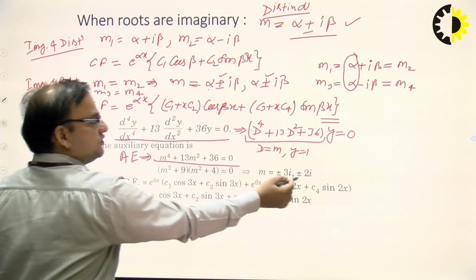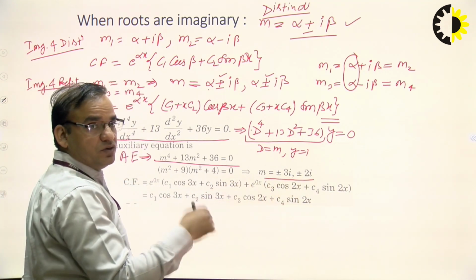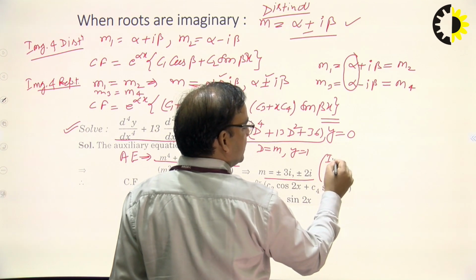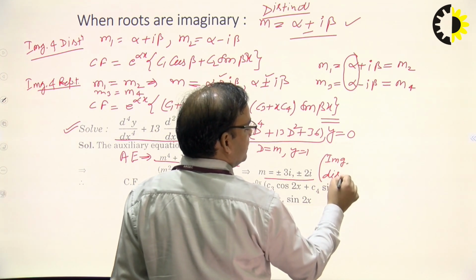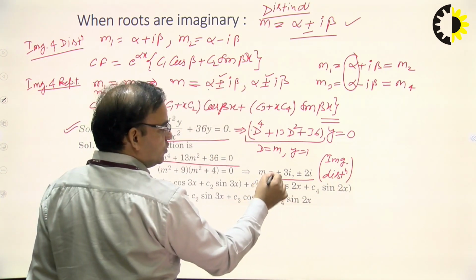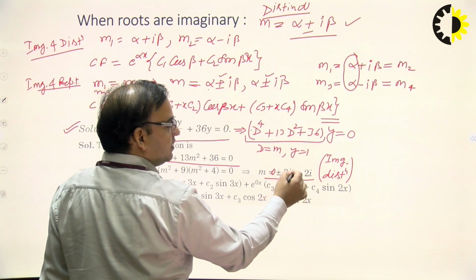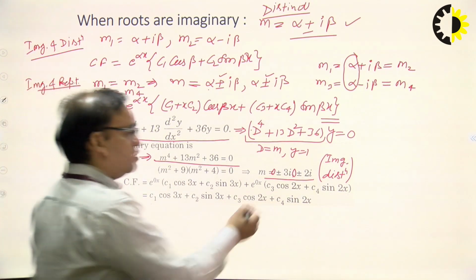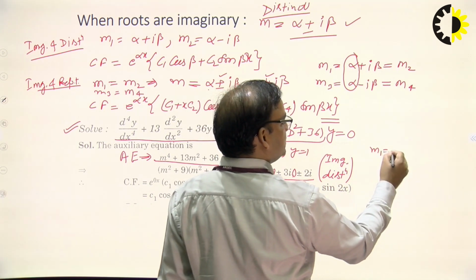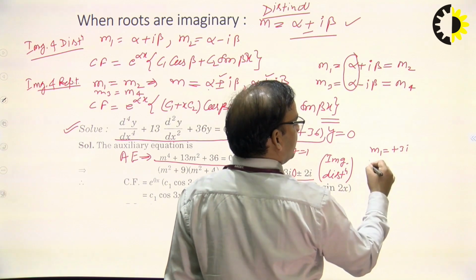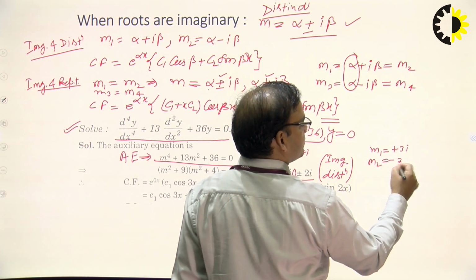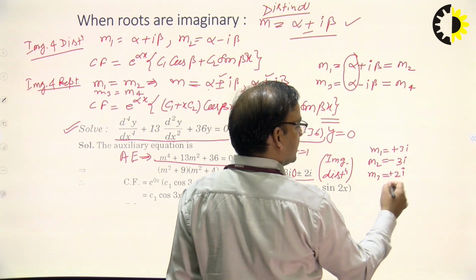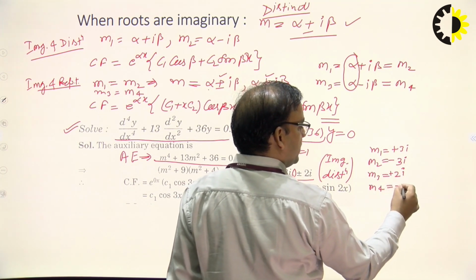After solving, we got the roots. Here you can see two pairs of roots, and all are imaginary and distinct. So here the nature of the roots is imaginary and distinct. Why can you say distinct? Because here it is 0 plus minus 3i and 0 plus minus 2i. So we have four roots and all roots are distinct. If we write them separately, m1 is equal to plus 3i, m2 is equal to minus 3i, m3 is equal to plus 2i, and m4 is equal to minus 2i.